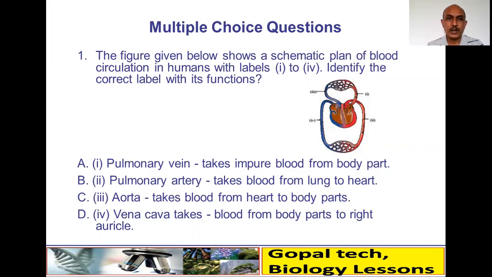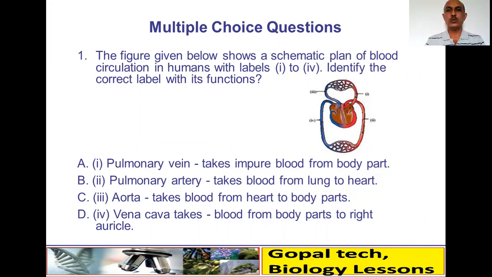Like this, you practice all the questions which come on each slide, and give 1 mark weightage to each question. Then find out how much you have scored. Then you can practice this as you wish. Well, let's begin with the first multiple choice question.